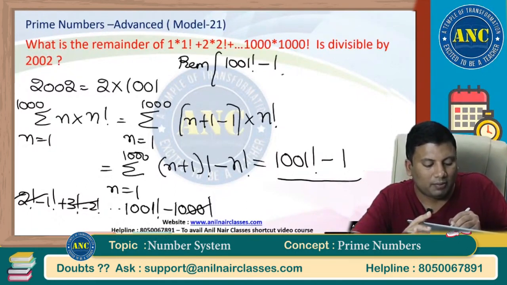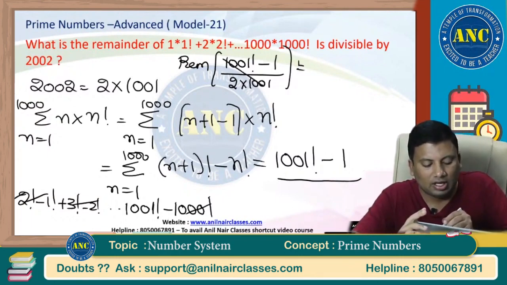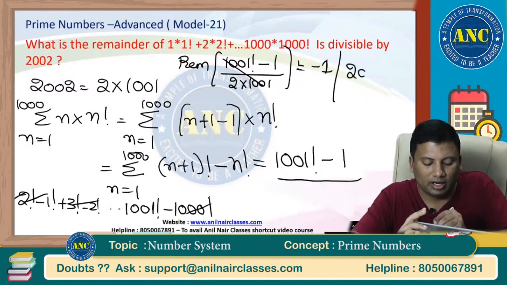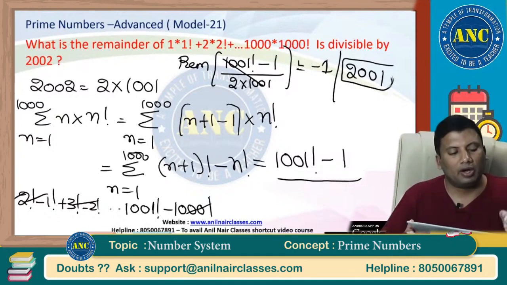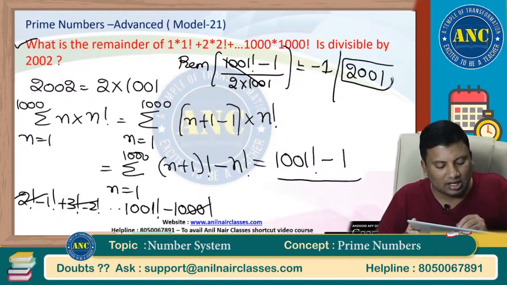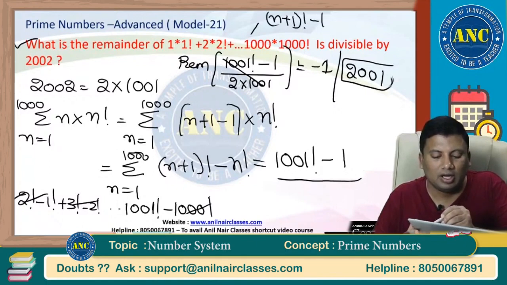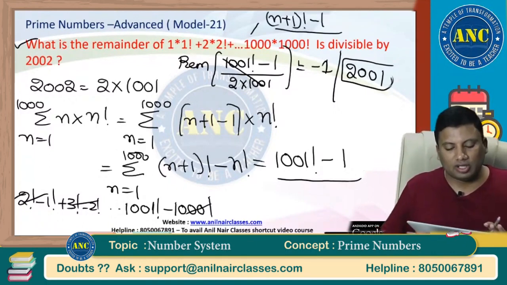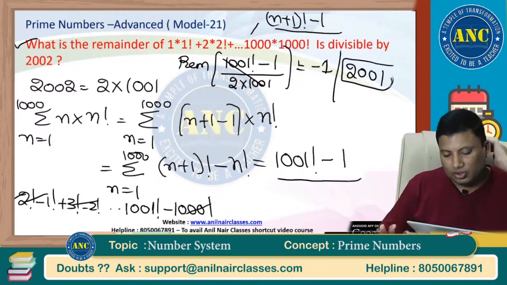So the remainder of 1001 factorial minus 1 divided by 2 into 1001. 1001 factorial contains 1001 and 2, so it is out. The negative remainder is minus 1, and the positive remainder will be 2002 minus 1, which is 2001. The answer is 2001. I hope the idea is clear. Writing this expression down, it is (n plus 1) factorial minus 1, that is 1001 factorial minus 1, divided by 2 into 1001. Since 1001 factorial contains 2 and 1001, the negative remainder is minus 1 and the positive remainder is 2001.